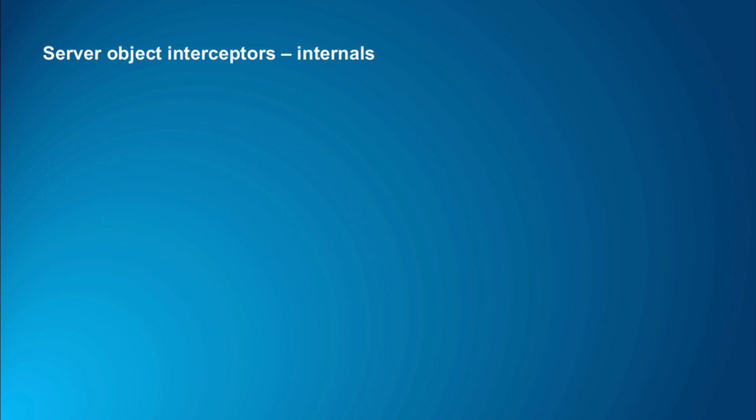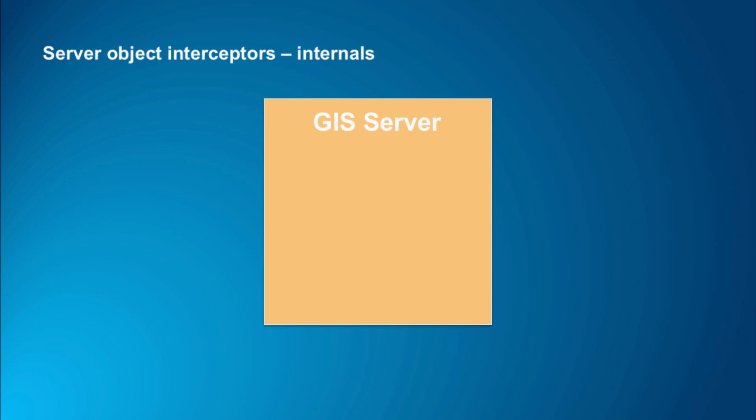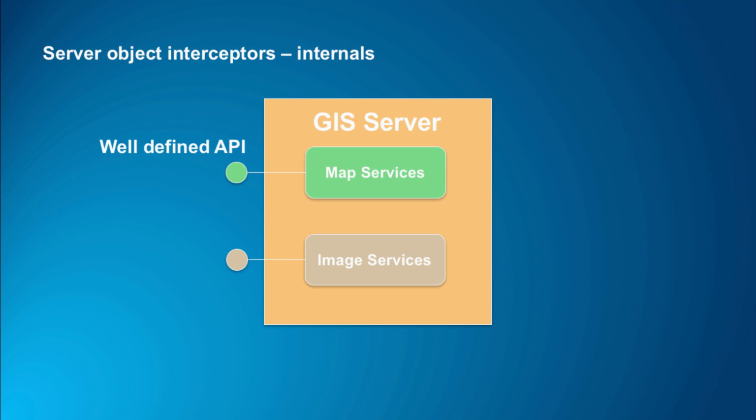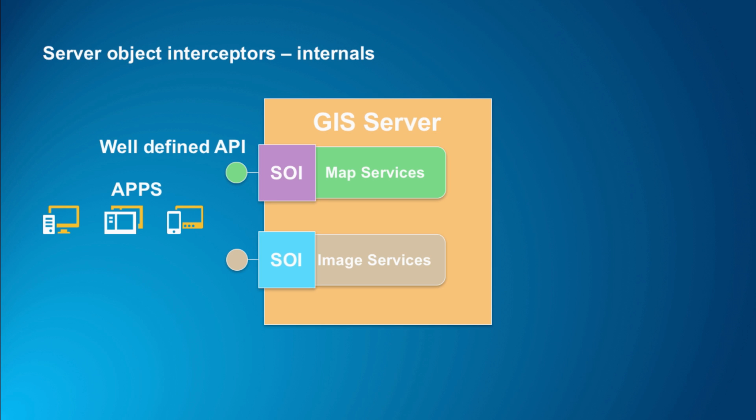So let's take a look at how these differ from server object extensions. So once again, I have a GIS server. I have map and image services. This is a well-defined API that's available, and apps have been written for this well-defined API. So when I define a custom server object interceptor, it sits between the application and the map service. And as a result, existing apps continue to work. The apps are not even aware, or should not be made aware, that there is some custom logic or code sitting between the endpoint that they are hitting and the app itself.